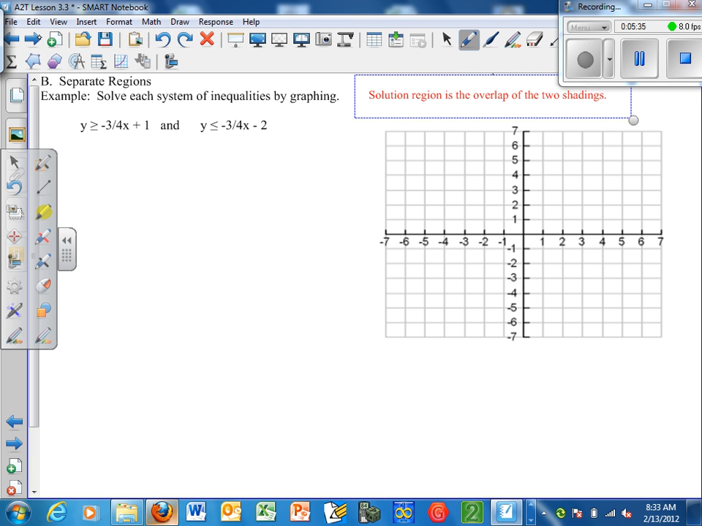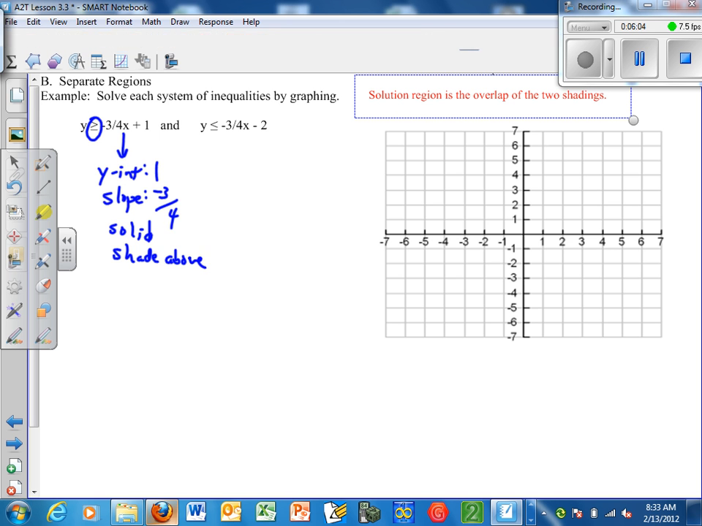So let's look at these. Let's write down some information. These are already solved for y, both of these. The first one, the y-intercept is 1. The slope is -3/4, so down 3, right 4. It is a solid boundary line because of this symbol right here. That means solid, and y side is greater, so we're going to shade above.